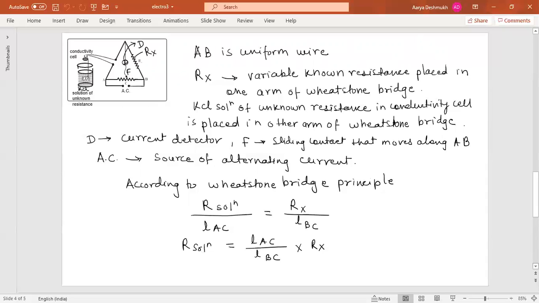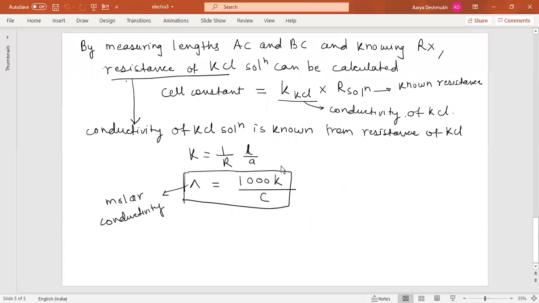Okay. So we'll be studying how the conductivity cell works further in the electrolytic cell. So by measuring the length AC and BC, and by knowing the resistance on the one part of the Wheatstone bridge, you will be able to find out the conductivity of the solution. So conductivity of the solution is known from the resistance of the KCl solution. So conductivity is, we have this equation, K equals the reciprocal of R into L upon A. L upon A is nothing but the cell constant.